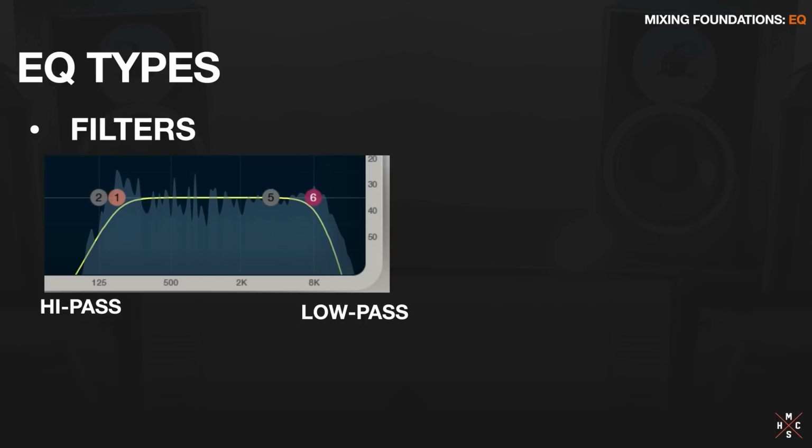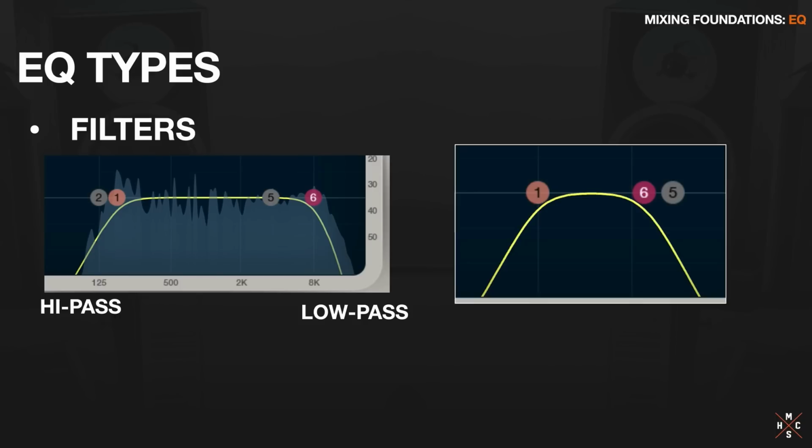You can cut out a lot of low-end rumble that you don't need, which leaves more space in your mix. You can cut out harsh high frequencies or filter them out to make something sound warmer and darker and further away. And then the more you bring these filters closer together and really narrow down the frequency range of a track, well, that's when you start getting that telephone effect or that lo-fi radio sound.